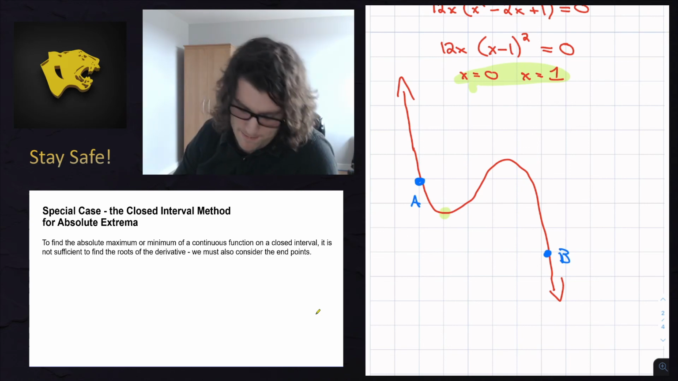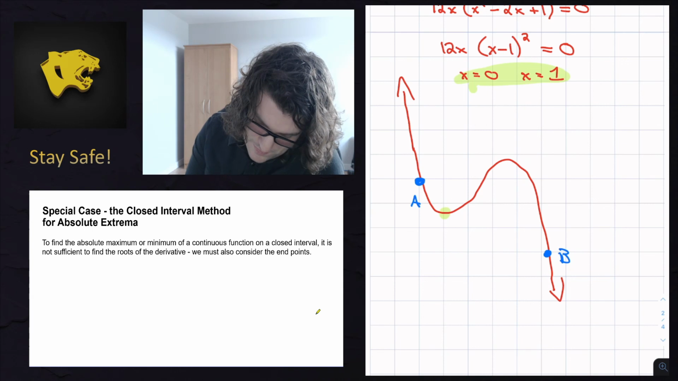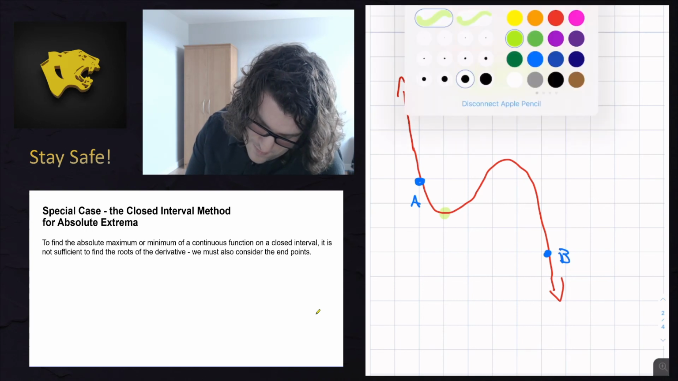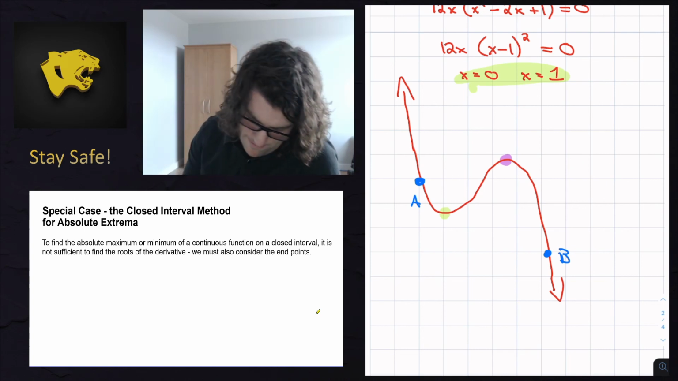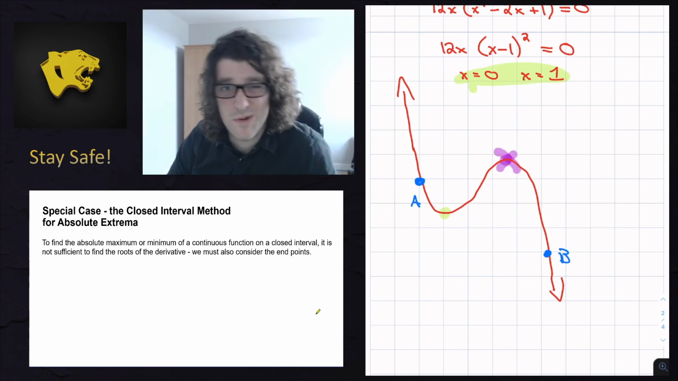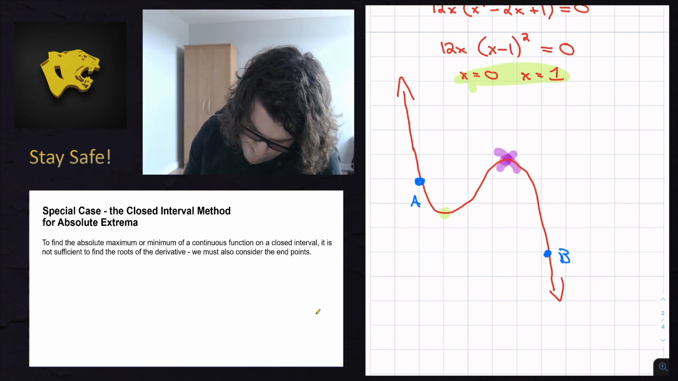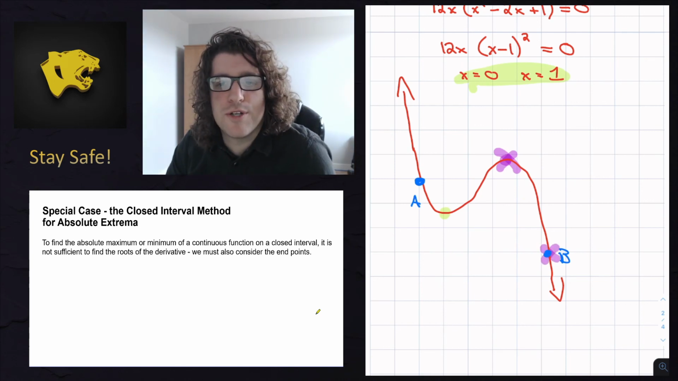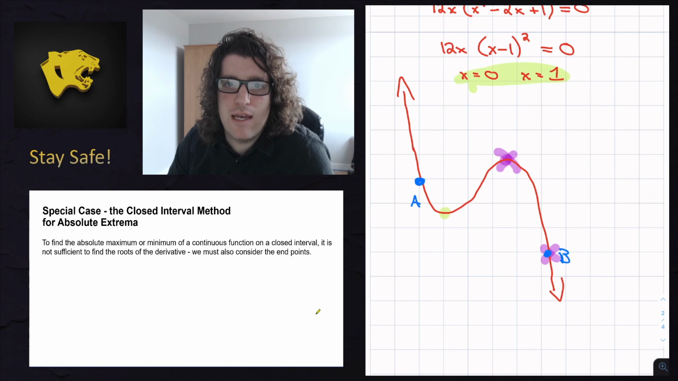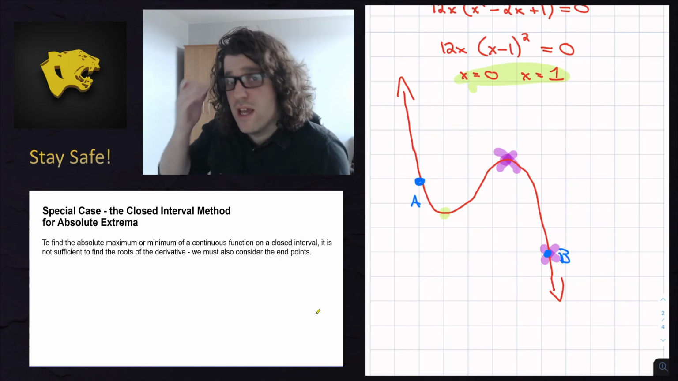Local maximums. There's going to be one right here. Absolute maximums. This is the absolute maximum. Absolute minimum. This is the absolute minimum. So the absolute maximum occurs on an interior point, and it's an interior point that will show up as a critical number. The absolute minimum is an endpoint, and that will not show up when we take the derivative.